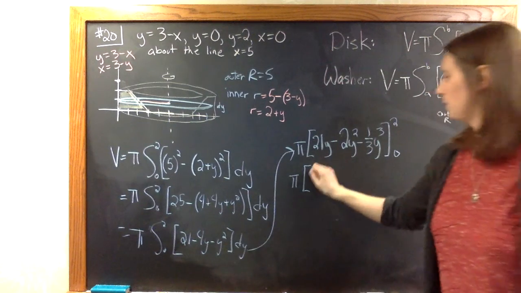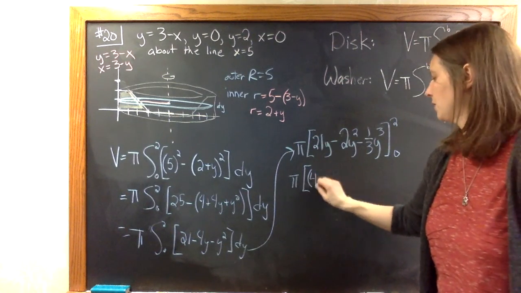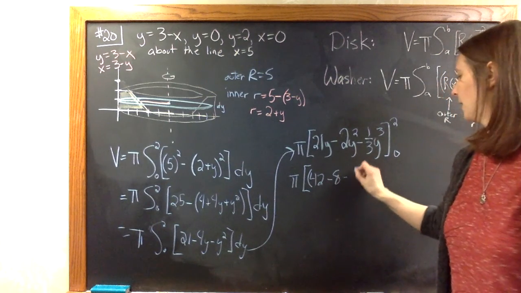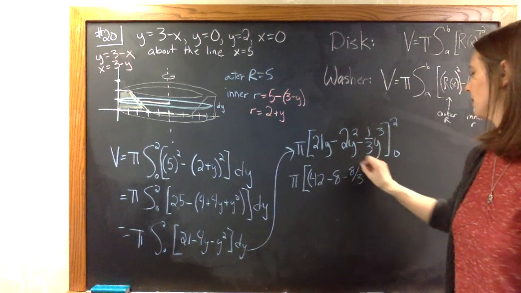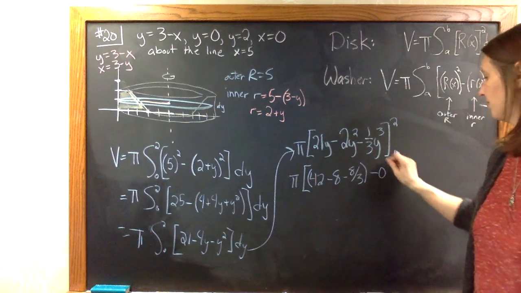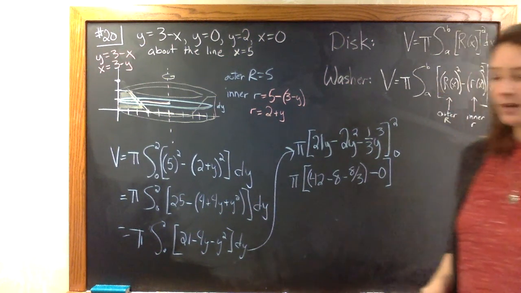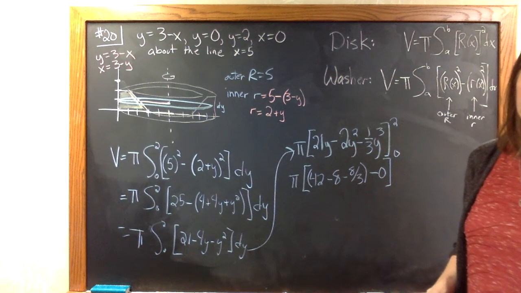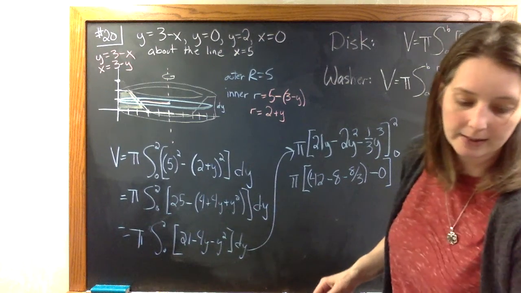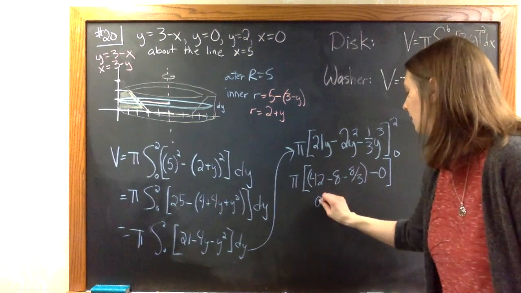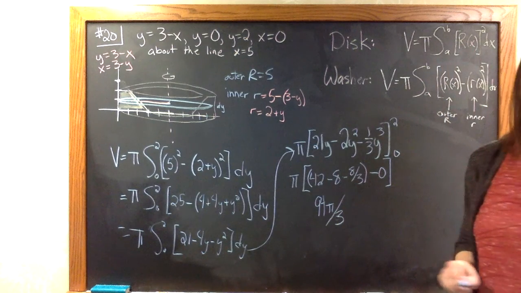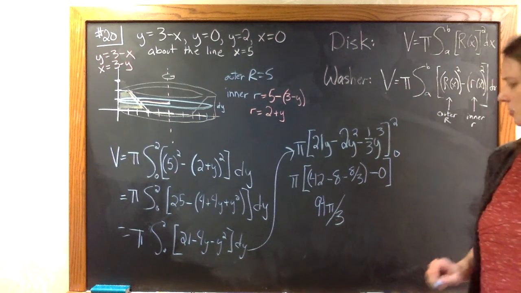So we're going to plug in 2. It gives us 42 minus 8 minus 8/3. Plug in 0, and we're just going to get 0 there. No big deal. So let's see. What did we end up with? I'm going to subtract that and then subtract 8/3. I wrote down the final answer there, 94 pi over 3. And hopefully that's what the calculator tells you too. I didn't double check this.